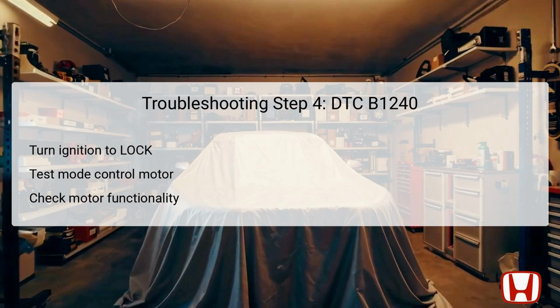The next troubleshooting step involves turning the ignition switch back to the lock position and testing the mode control motor directly. This requires evaluating the motor's functionality to determine if it is operational or in need of replacement. If the mode control motor is confirmed to be functional, the issue may lie elsewhere within the linkage or doors that operate in conjunction with the motor.